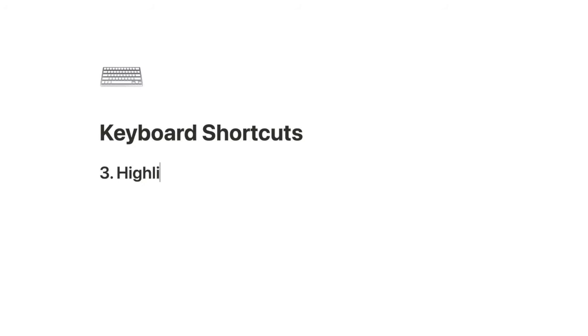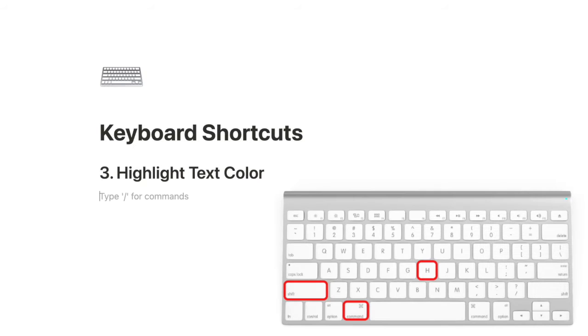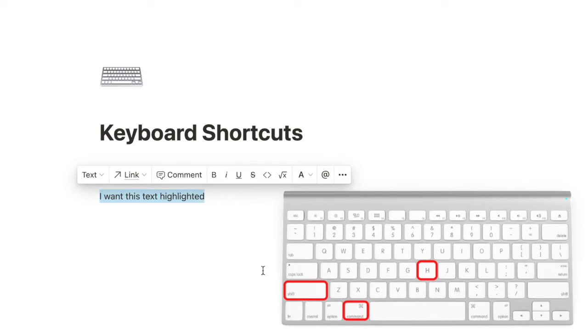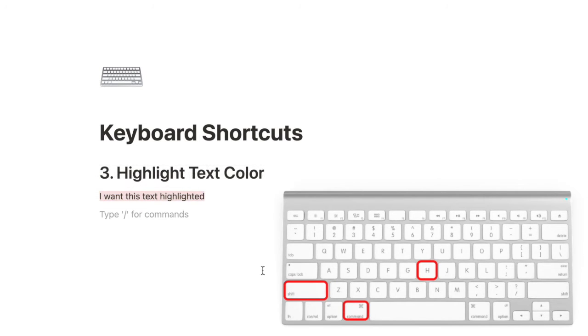Alright, so my third most used keyboard shortcut for Notion is to highlight text or to change the text color. To do that, you simply select the text that you want to change the color of or highlight, and then you hit Shift Command H. If it's on Windows, I believe it would be Shift Control H. What that does is highlight it the previous color you were already using. So if you had highlighted text yellow before, and you select new text and hit Shift Command H, it will highlight that text the same yellow that you used before.